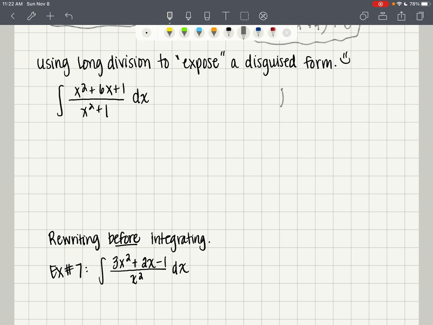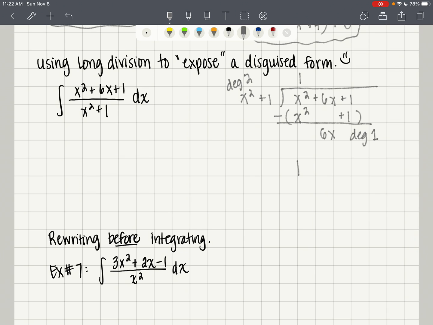So I'm going to come over here and I'm going to divide x squared plus 6x plus 1 by x squared plus 1. X squared goes into x squared once. That gives us x squared plus 1. We subtract. 6x minus nothing is 6x. X squared minus x squared went away. 1 minus 1 went away. 6x is our remainder. This is a degree 1. Our divisor is a degree 2. So when our remainder is 1 less degree than our divisor, we know that we've completed the long division.